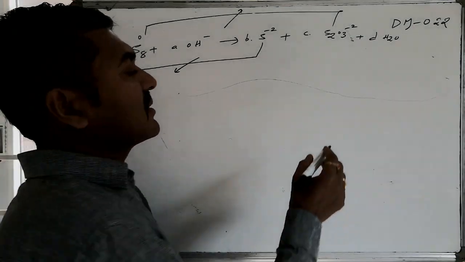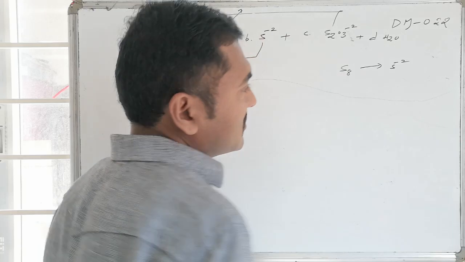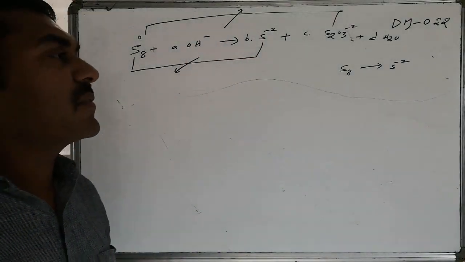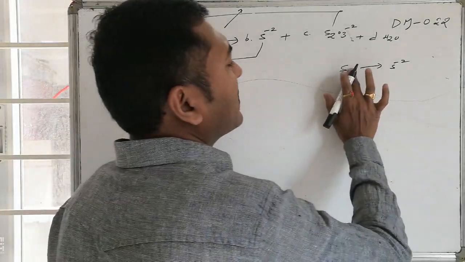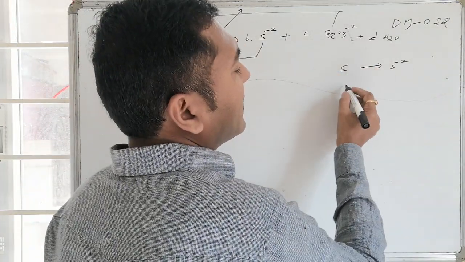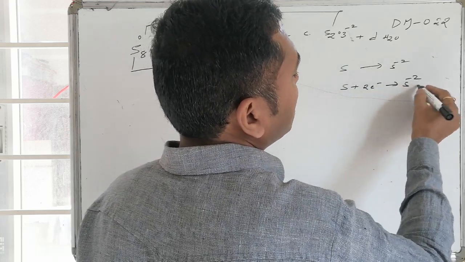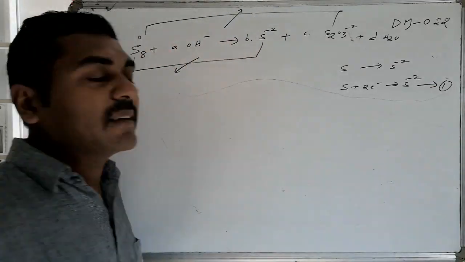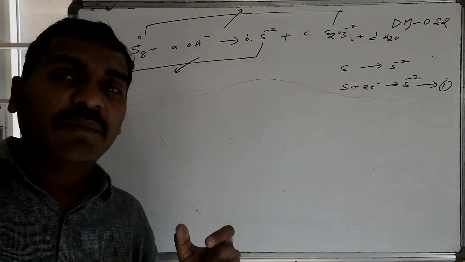If I go for reduction, this S8 is converted to S minus 2. To maintain the law of conservation, you can write it as S only. Now here S0 is converted to S minus 2, which is possible by gaining 2 electrons, that is S plus 2 electrons is converted to S minus 2. I am considering it as the balanced reduction reaction, equation number 1.